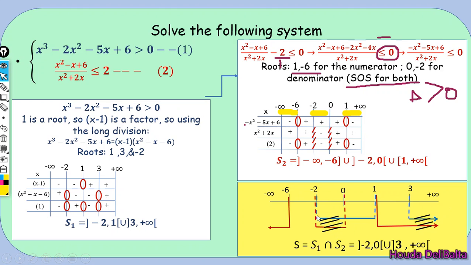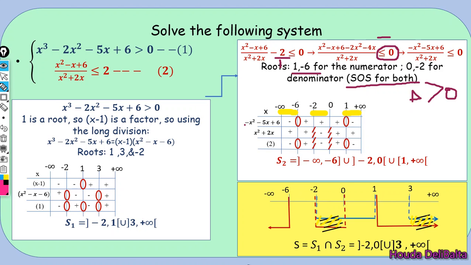And the red one goes from minus infinity to minus 6. Here you go. And it's closed, that's why it's solid. And union minus 2 to 0 again. So here is an intersection part. And union from 1 to plus infinity. So we search for the intersection part, which is here between minus 2 and 0, and here between 3 and infinity.